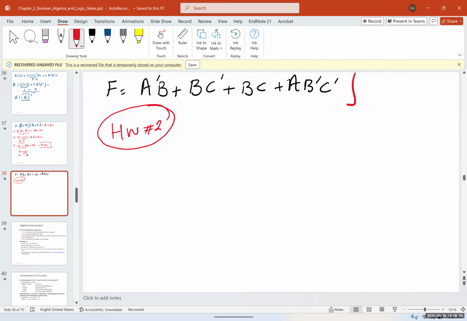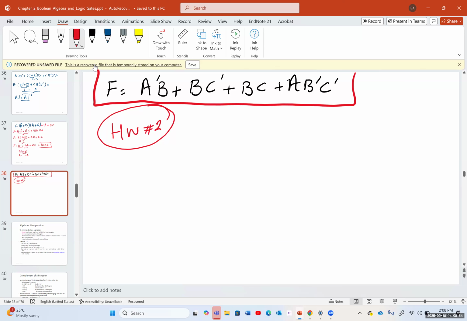I want you to think on this at home. F is equal to A prime B plus BC prime plus BC plus A B prime C prime. And I'll post the next homework on Friday, and you have again 10 days to solve the second homework.